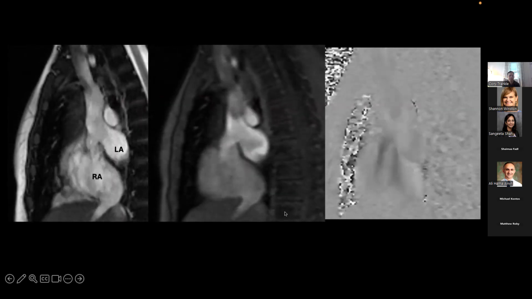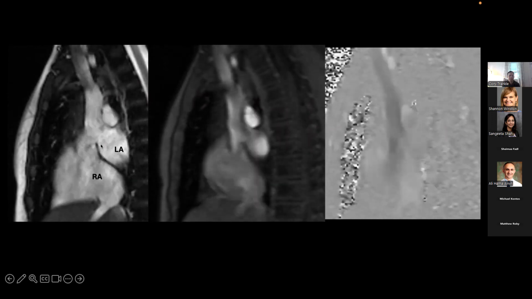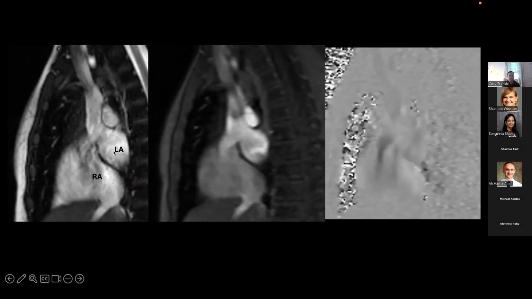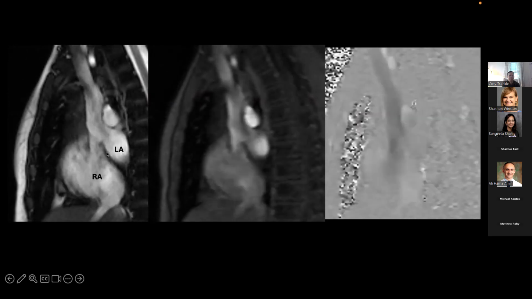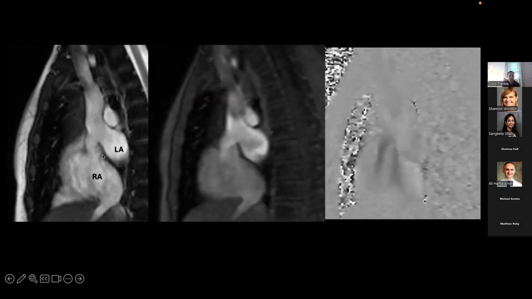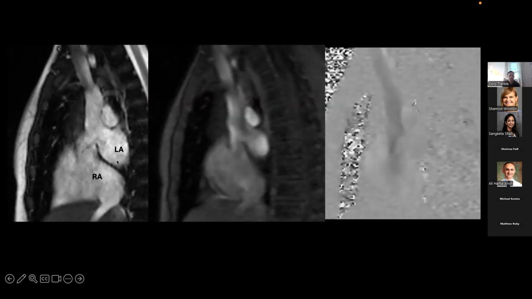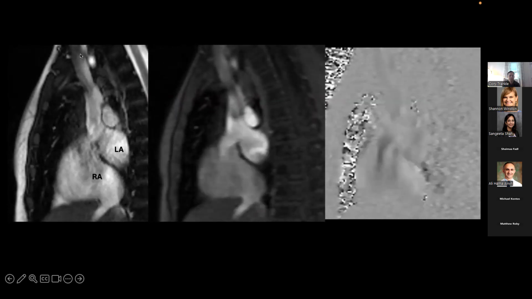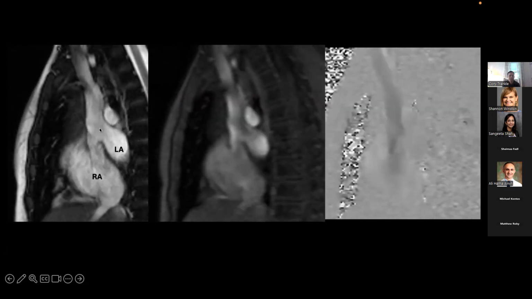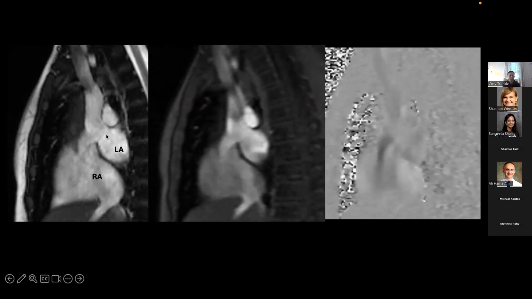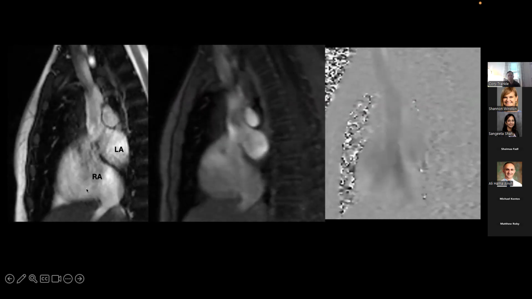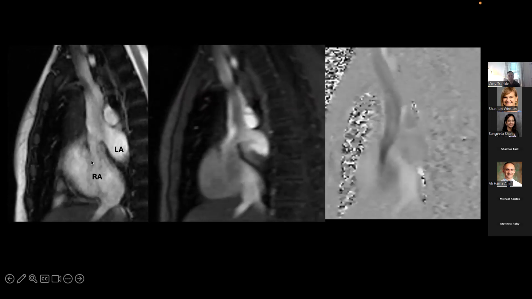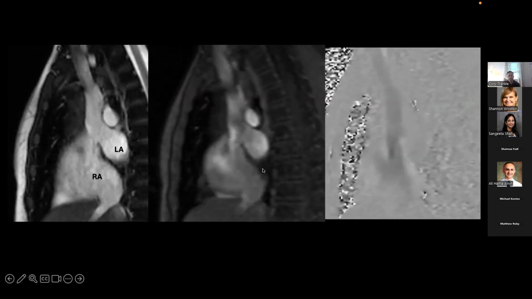This is a sagittal view, or short axis view, through the atria. And here is the interatrial septum, left atrium, right atrium, and this is the SVC. The SVC is overriding both atria, and subsequently you have some flow from the left to the right side and significant enlargement of the right atrium.